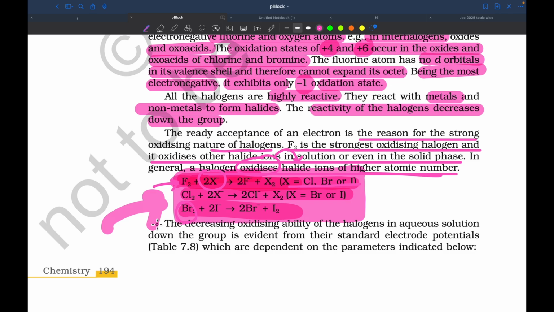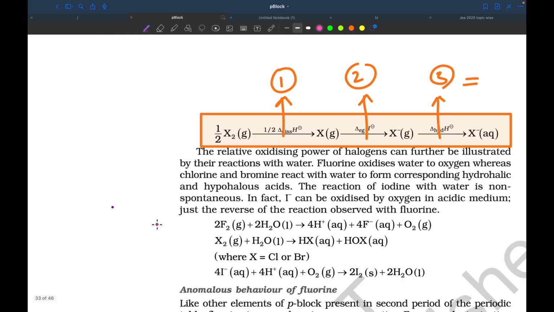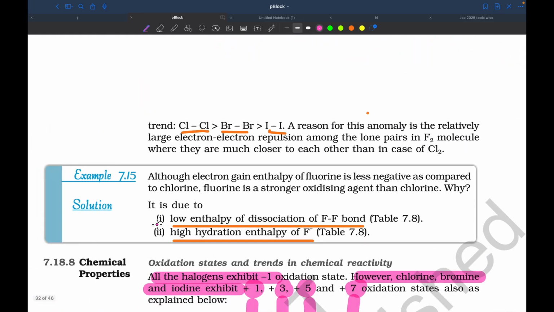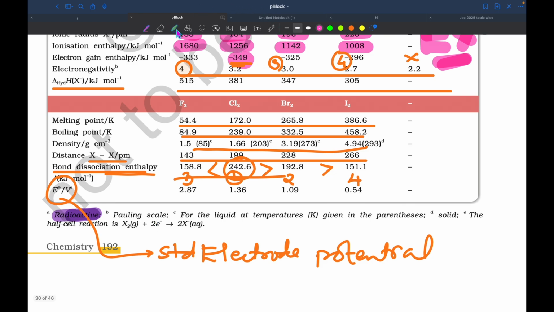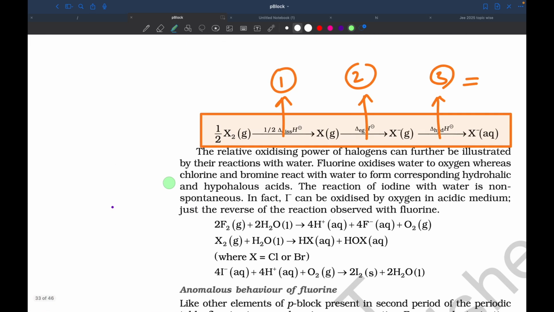The decrease in oxidizing ability of halogens in aqueous solution down the group is evident from their standard electrode potential. The reason is also given here, and the values are also given. The reason is in this table. Standard electrode potential, right? Fluorine's standard electrode potential is 2.87 volts, chlorine is 1.36, bromine 1.09, iodine 0.54. So 2.87 is the highest standard electrode potential, right?